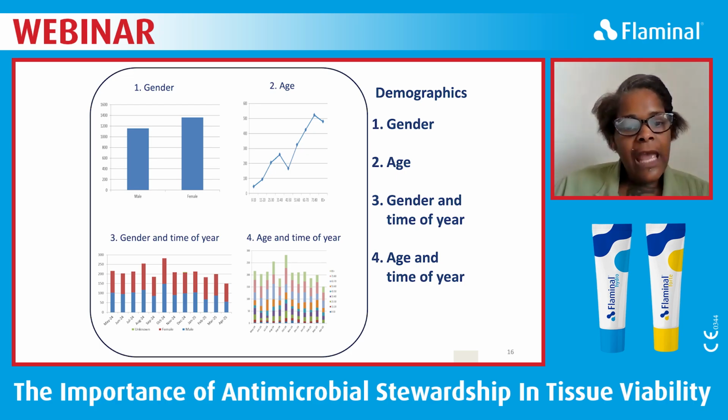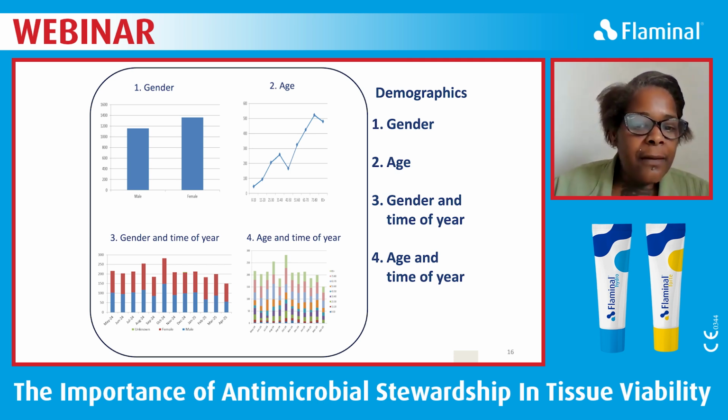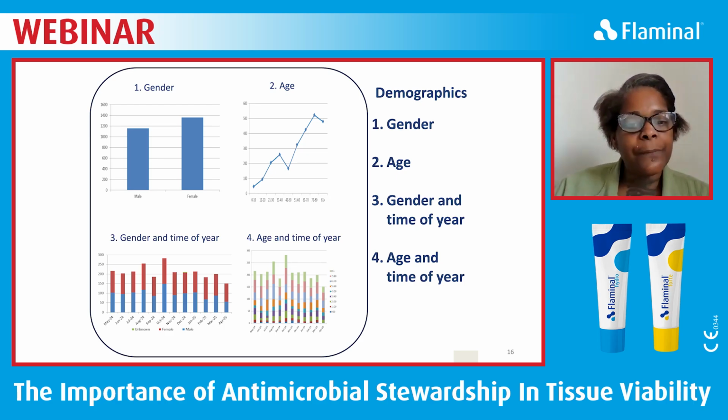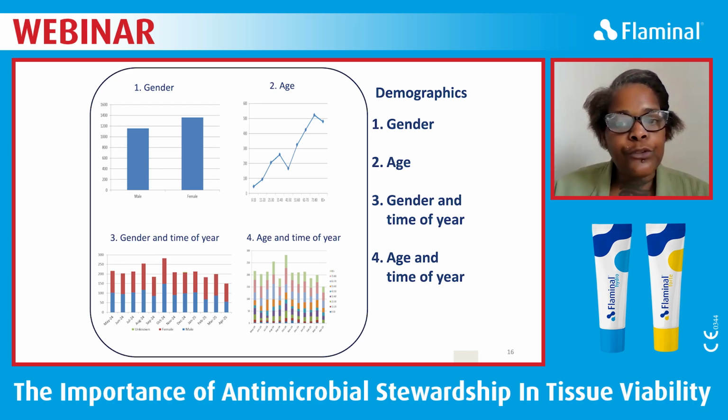And when we compare gender and time of the year, we can also see that in the month of October 2024, there were more wound swabs undertaken in that time frame. And again, the age group of 71 to 80 can be seen to be the highest age group accounting for wound swabs in the month of October 2024.